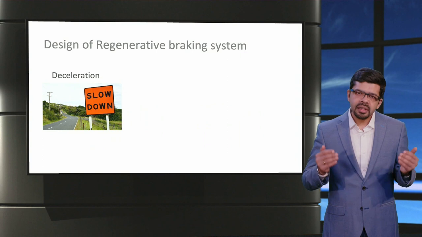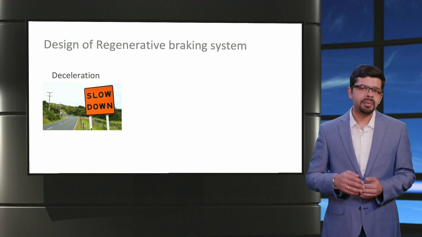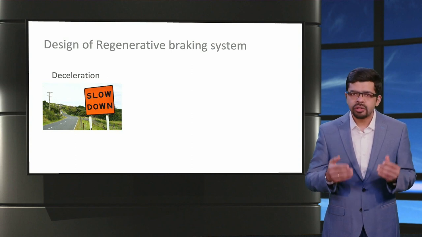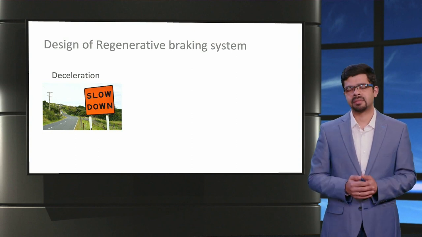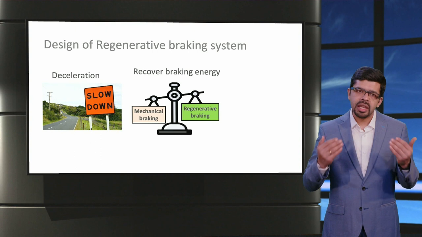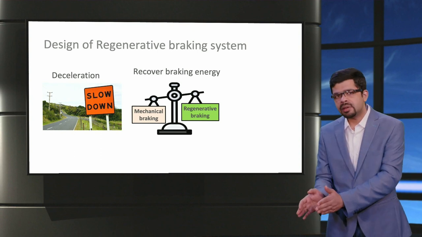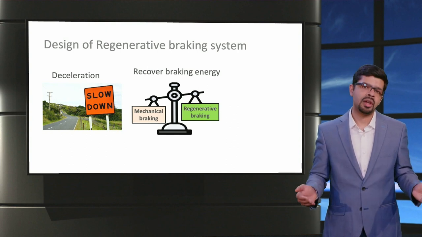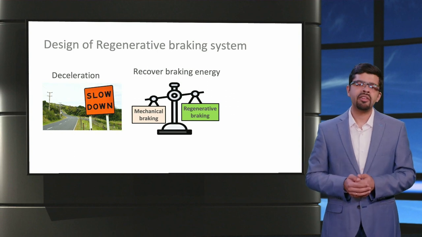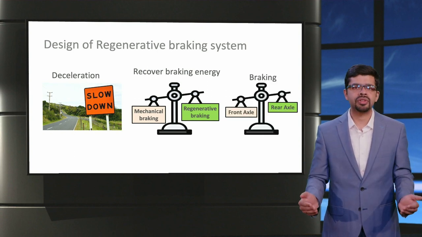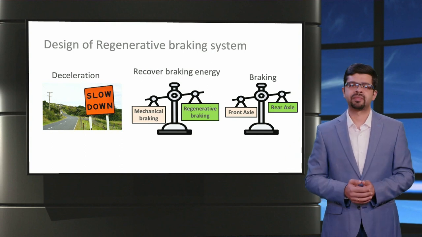There are several critical considerations for the design of the regenerative braking system. First, the braking system must produce the right amount of braking force to decelerate the vehicle according to the driver's needs. Second, how the braking forces should be distributed between regenerative braking and mechanical braking for various operating conditions must be investigated to recover as much energy as possible. Finally, how must the braking forces be distributed between the front and the rear axles of the vehicle?